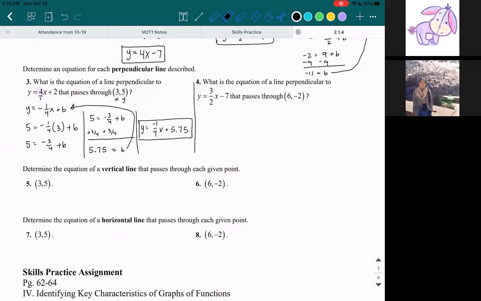Okay, let's try number 4 on your own. So I want you to pause the video and try number 4, and if you make a mistake, it's totally okay. It's all part of the learning process. And so try number 4 on your own.